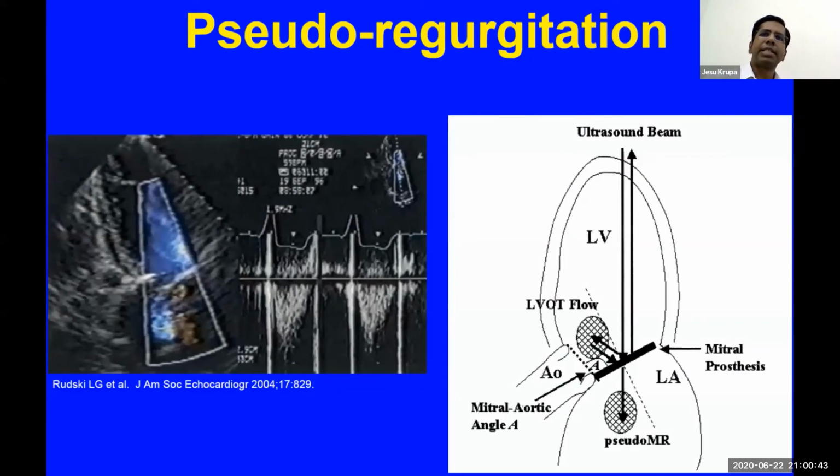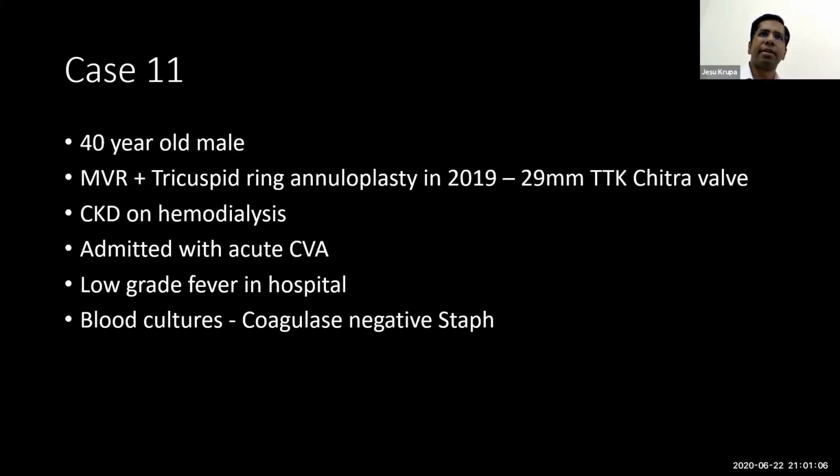A pseudo regurgitation, which is because of flow in the LVOT that is captured, and you may see it in the form of color like this in the LA. So that is something to bear in mind and be cognizant of. Pseudo regurgitation is something that can be seen with prosthetic mitral valves.